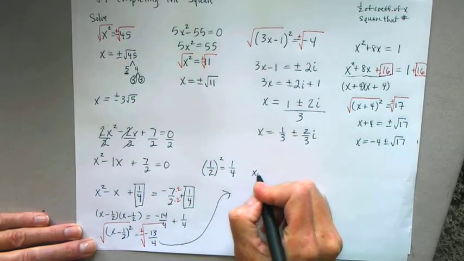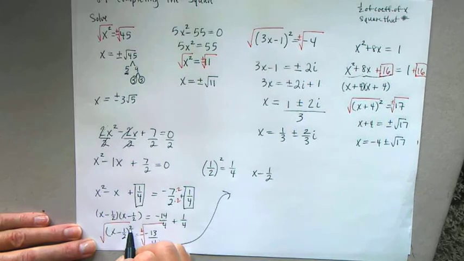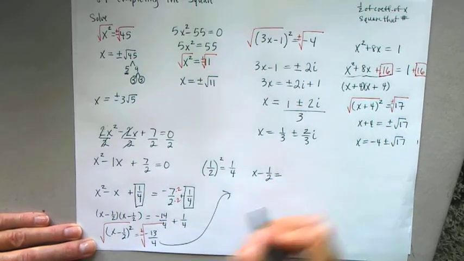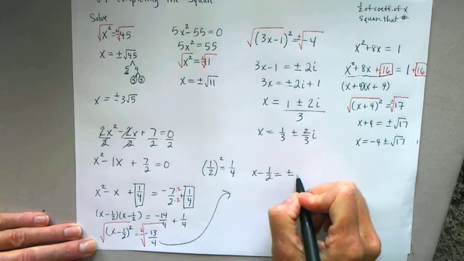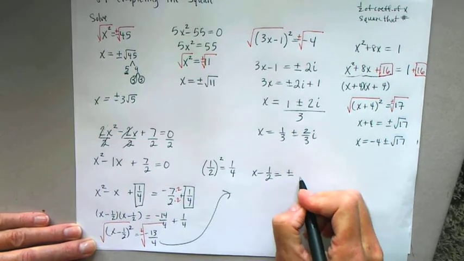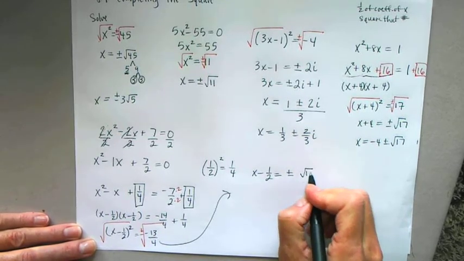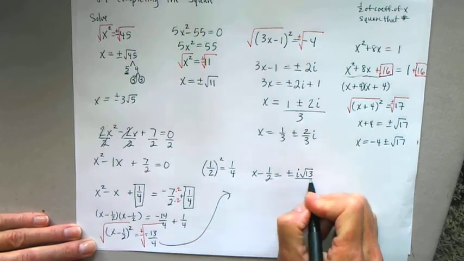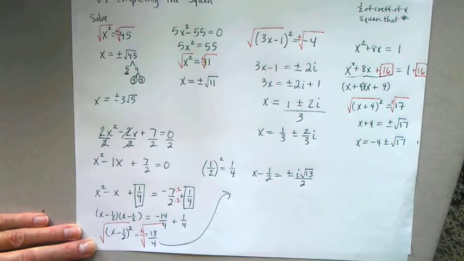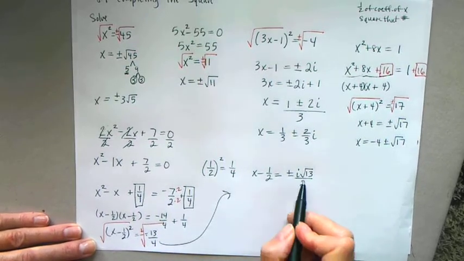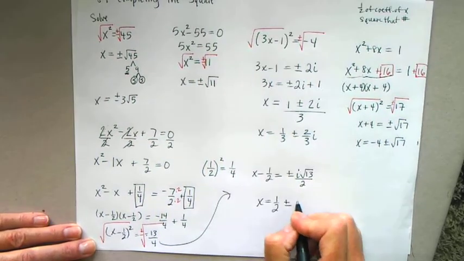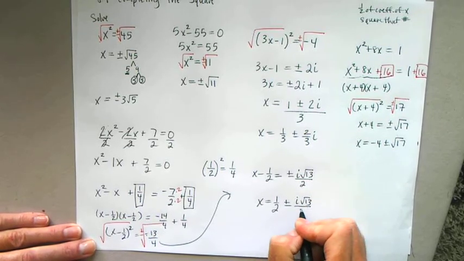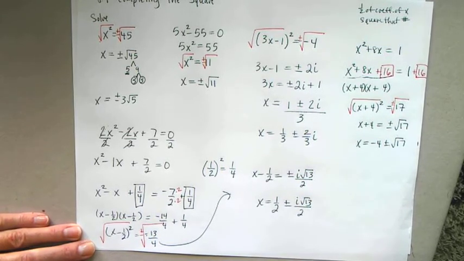So I have x minus 1/2 because the square and the square root cancel. Equals, and I have my plus or minus, and I can simplify that a little bit. I know that the 13 will be stuck inside, but the square root of the 4 is 2, isn't it? So that looks a little different, but that's the same term, and add 1/2 to the other side. So that is my final answer.